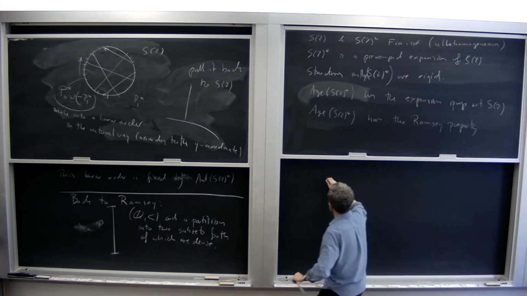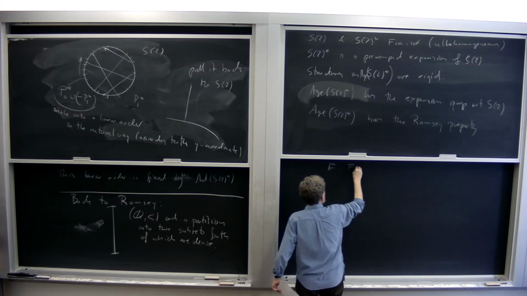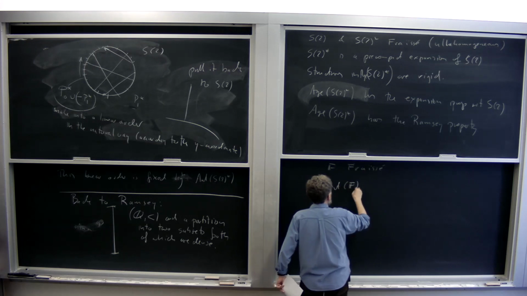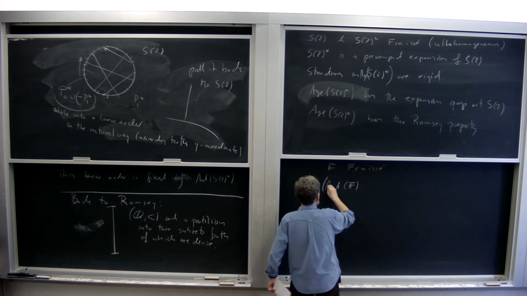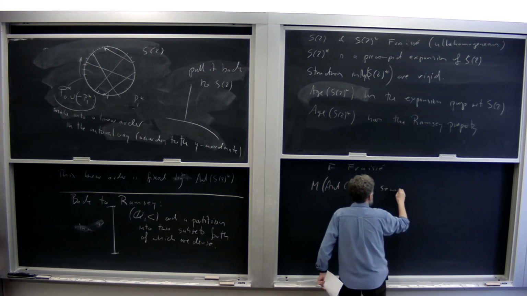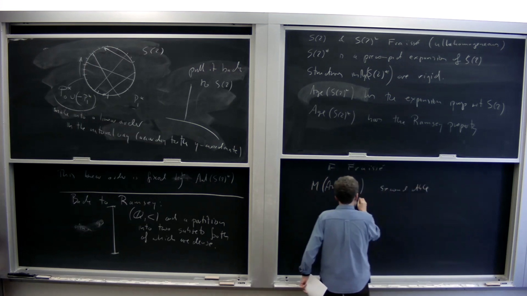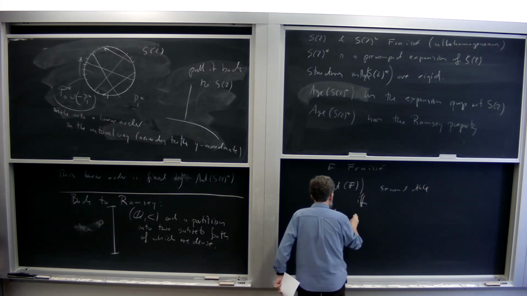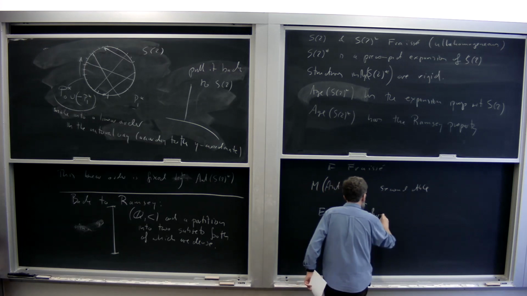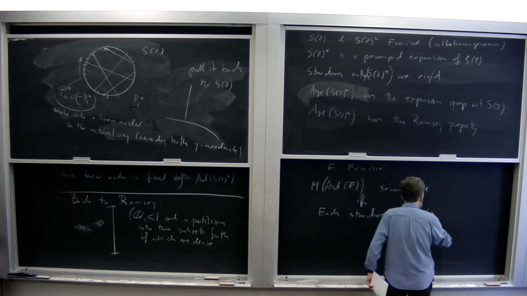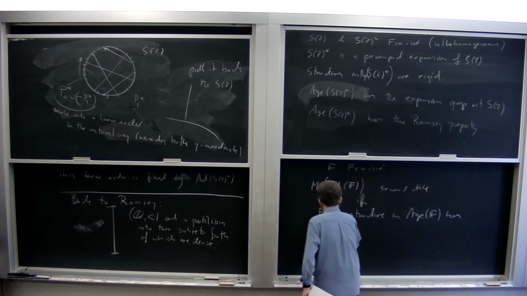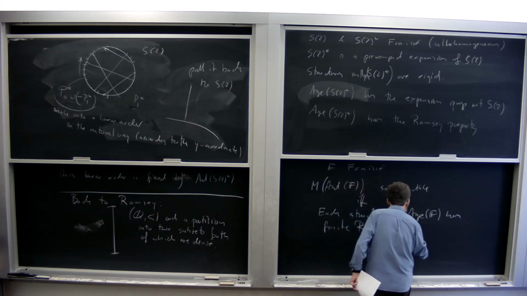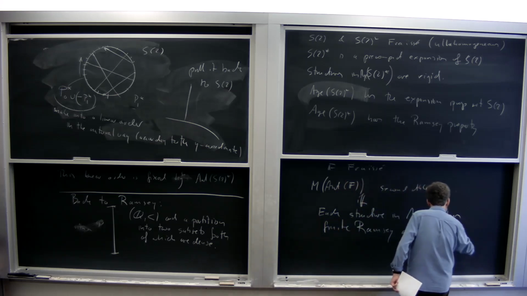So here Zucker's theorem is: F Fraïssé, the universal minimal flow M of Aut(F) is second countable, if and only if each structure in the age of F has finite Ramsey degree.